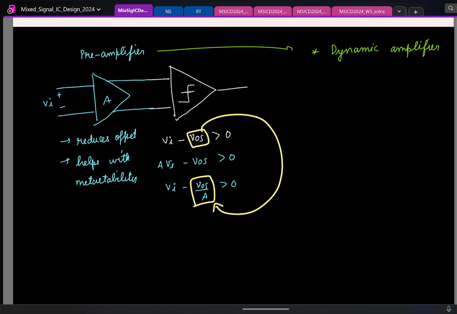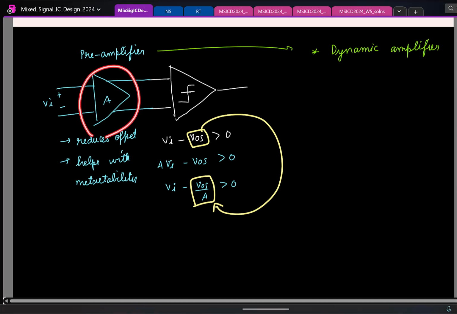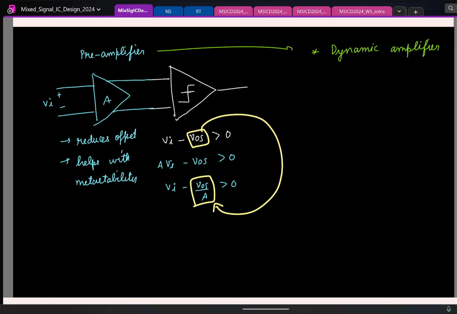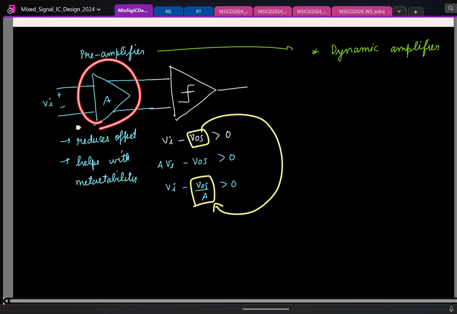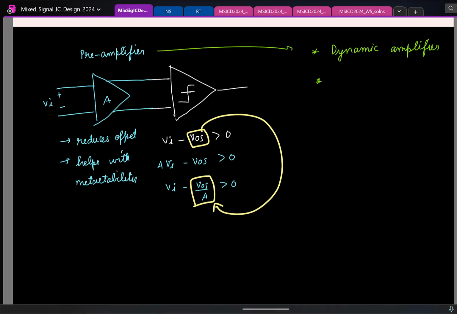That is number one. To counter offset and to counter finite DC gain, a solution mostly used is the preamplifier. This is one of the solutions, and this is commonly done. Now the second thing is, remember we introduced this amplifier A to help with offset, and this is reducing the offset of this fellow. But in that process, this guy should not have an offset, right? If this amplifier itself had an offset, nothing you can do. So you have to reduce the offset of the preamp as well. So two things we have to take care of.